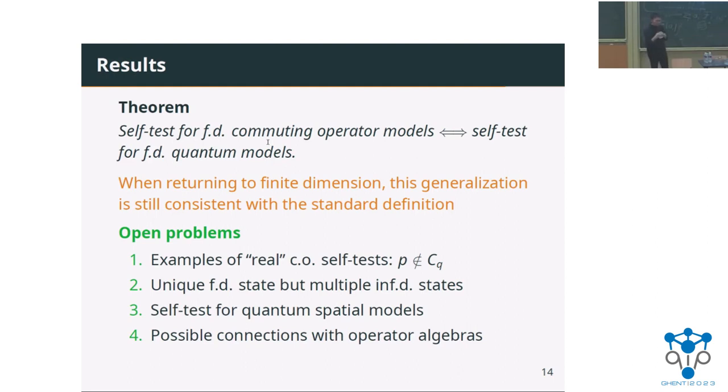And some problems in operator algebras share similar intuitions as self-testing. For example, whether some algebra has a unique trivial state seems related to whether some synchronous correlation is a self-test. So they both ask whether you have this uniqueness. So having a notion of self-testing for commuting operator models also raises possible connections with operator algebras.